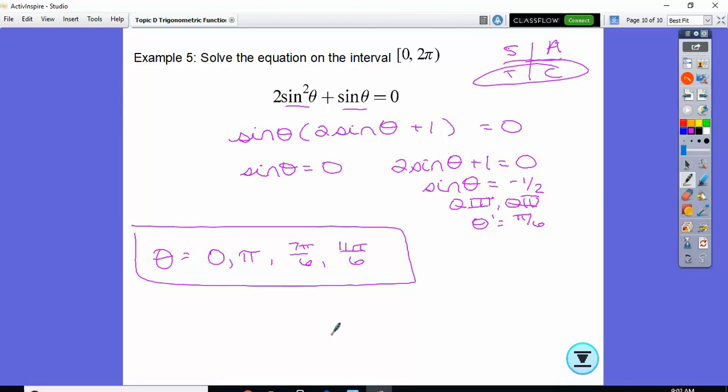Any questions there? Okay, so that is the end of my examples.